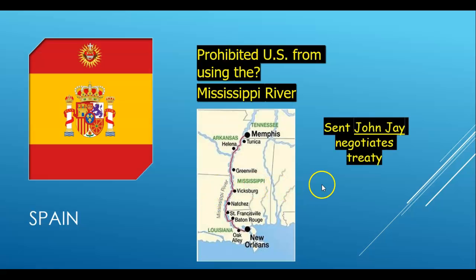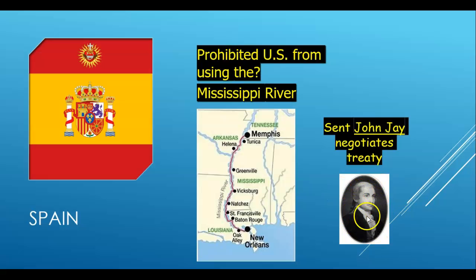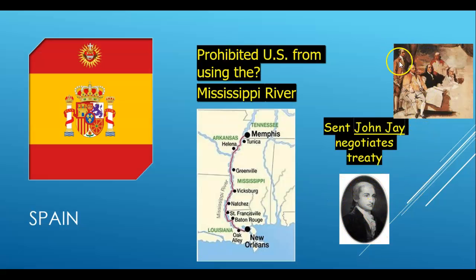And so what we did is we sent John Jay over to negotiate a treaty to work that out. You might recognize his name, maybe his picture. You remember he was this guy here in the Treaty of Paris. So he was a very experienced diplomat. So that's how we end here in 7.1 in the various questions.